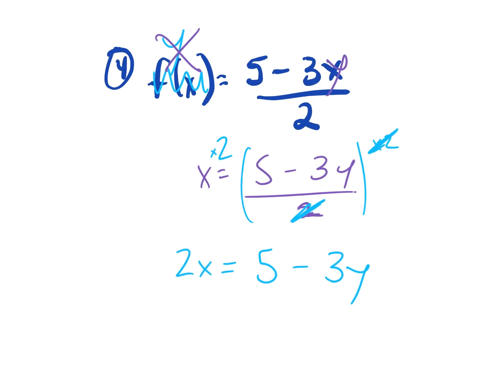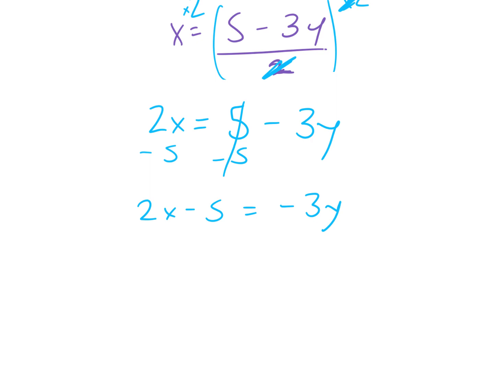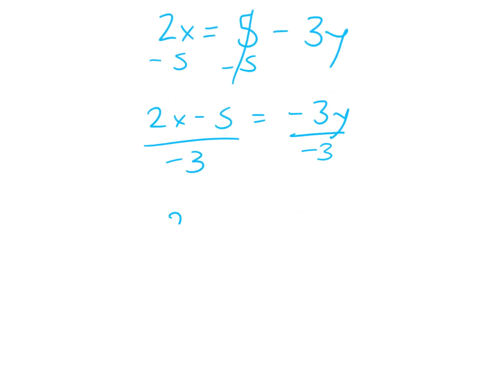What would we do next? Perfect, minus 5. So 2x minus 5 is equal to negative 3y. And then what? Divide by negative 3. So (2x minus 5) over negative 3 is equal to y. Once we're done, we want to remember to name it as our inverse, so f negative 1 of x.